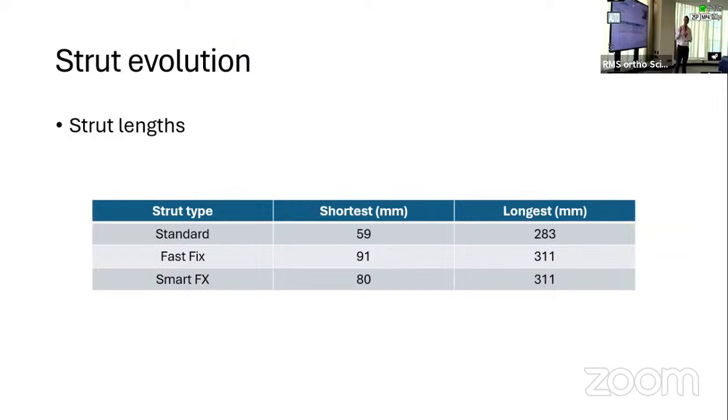But it's important to understand that the standard struts still have a role. They'll go right down to 59 millimeters, whereas the Smart FX struts just go down to 80. So occasionally, when you need a really short strut, you have to go down to a standard strut. And on the software, which we'll see this afternoon, you can put those standard struts in if you're going to use them. It's unusual to have to go really small, but there may be a situation where you might need to mix different struts in the same frame.